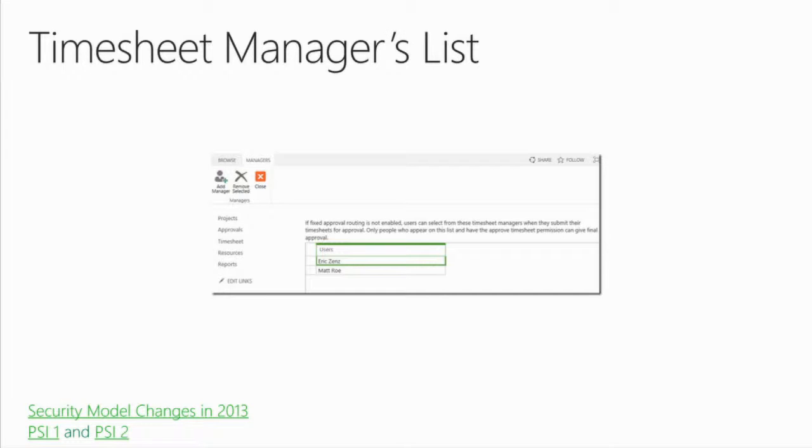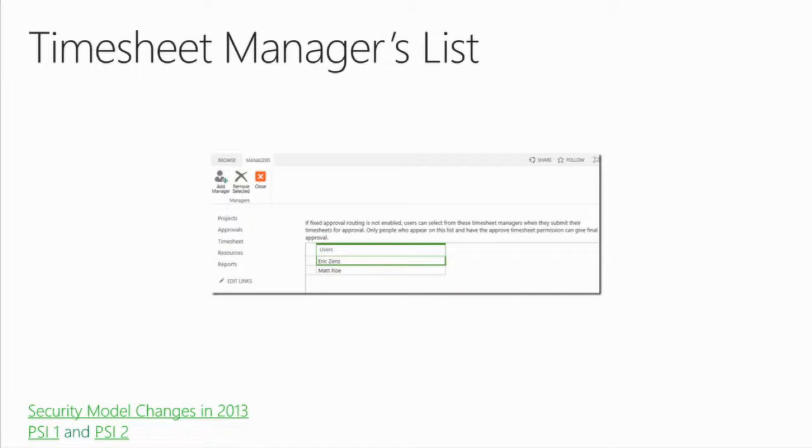So in previous versions, the list of users to whom a timesheet could be turned in was created based on the users who were granted the accept timesheet permission. But with the security model changes that we made in 2013, which you can read about more on the link that I've added over here, the accept timesheet permission has been made obsolete. So now the list of users to whom a timesheet can be turned in, we call them the timesheet managers, and you can populate this list of timesheet managers in the new admin UI that has been created.